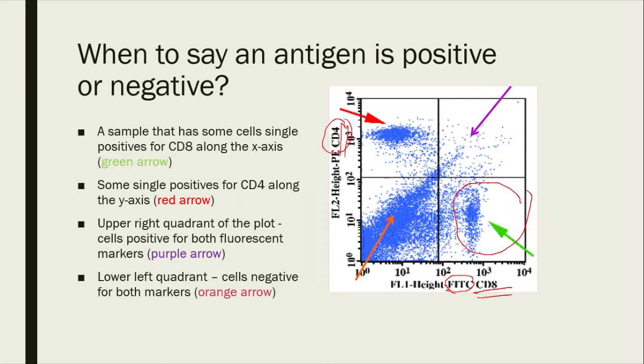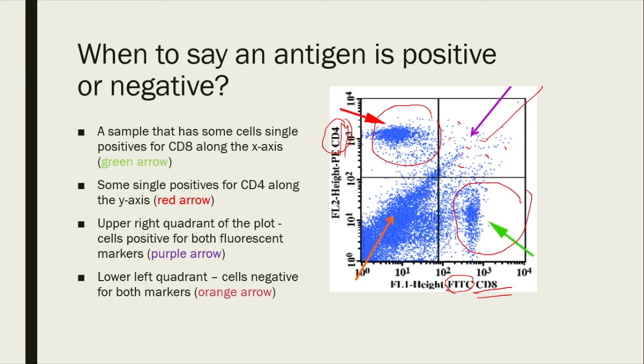So it gives you a particular population. The denser the population, the darker it is, basically there are more cells in that population. Upper right quadrant here, this purple arrow shows you cells carrying both CD8 and CD4. Now those are rare populations, so that's why there are fewer dots in that area.